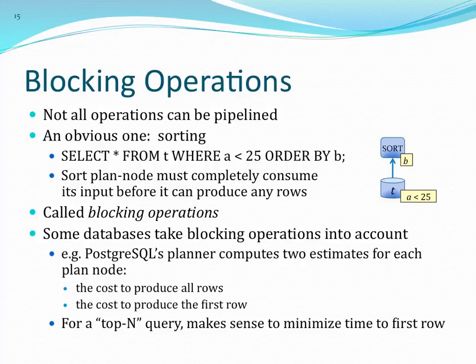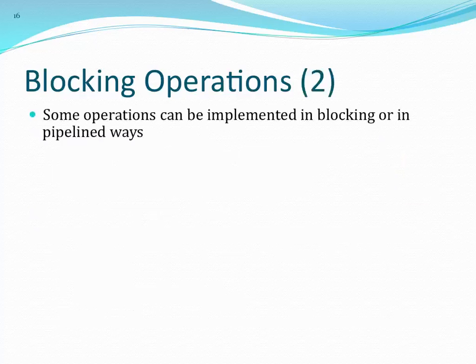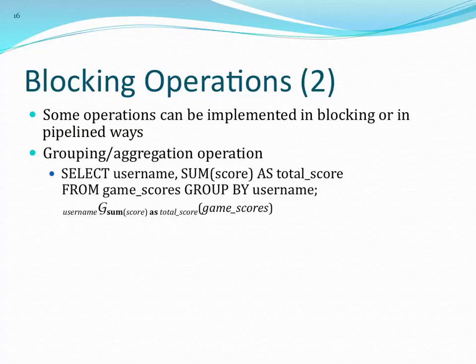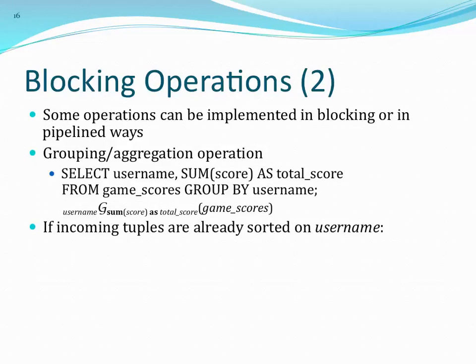So let me see if I talk about this on the next slide. Yeah, you have operations that can be implemented in two different ways: grouping and aggregation. Let's try to unpack this beast. We have select username, sum of scores as total score from game scores, group by username. So we could have a corresponding relational algebra expression like this. I think that plan would execute pretty easily.